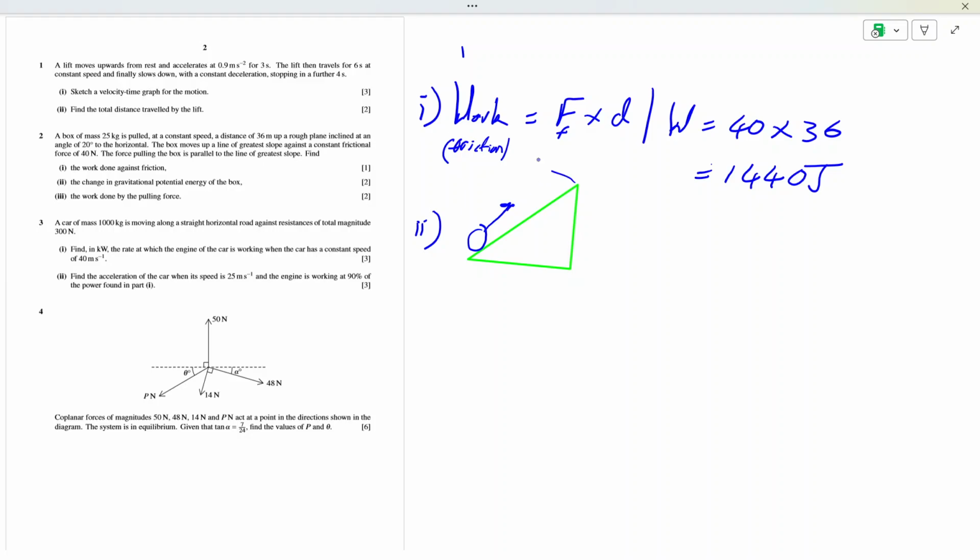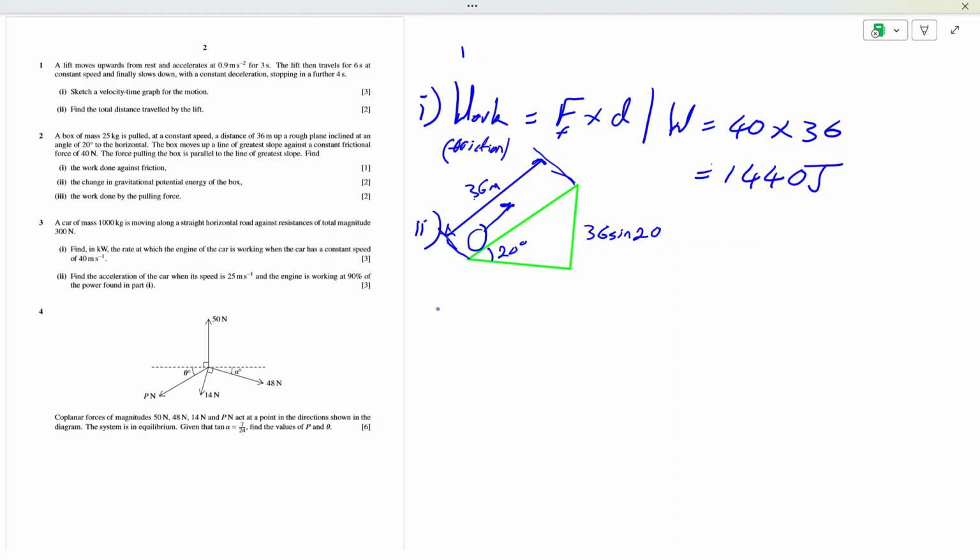Right, and we know that this is 36. This whole distance here is 36 meters. So to get the height for the inclined plane, we know that the inclined plane is 20 degrees. To get the height, it's going to be 36 sine 20 using the trig ratios.